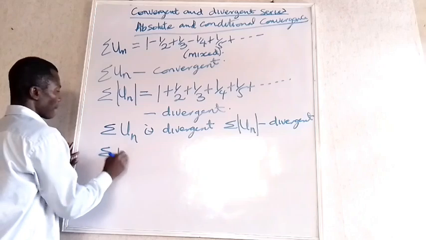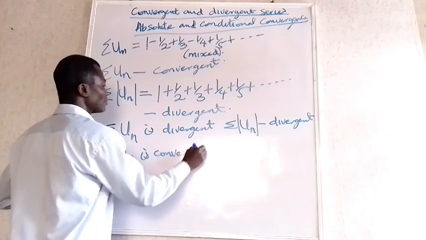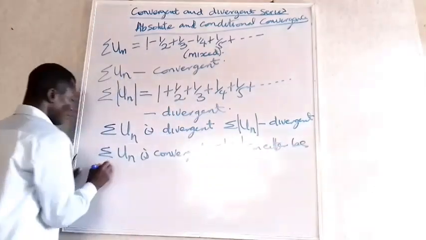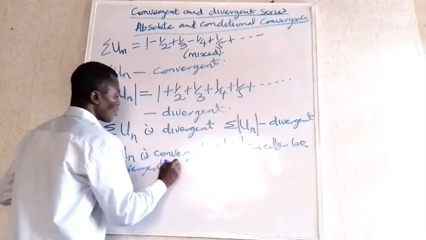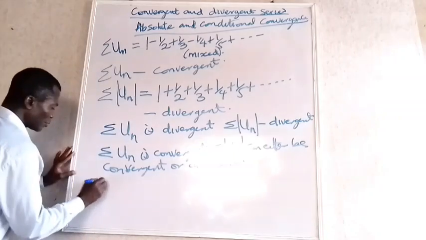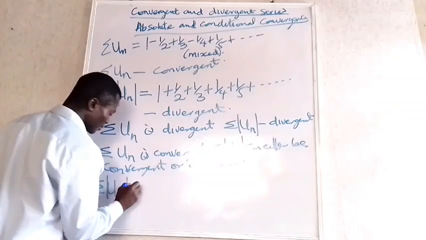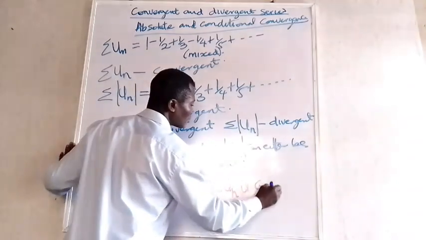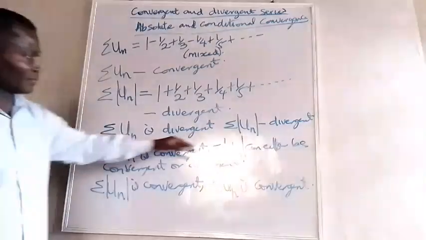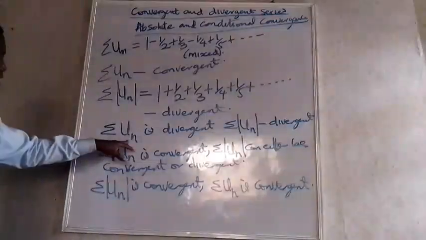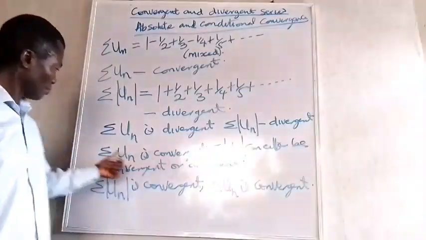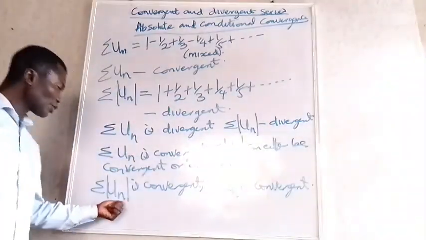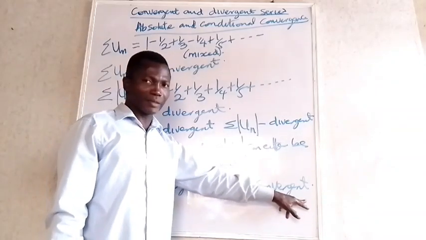If it's convergent, it can either be convergent or divergent. But if we have a situation like this, and this one is convergent, then it's convergent. Please try to notice the arrangement. If this one is divergent, this one will be divergent. If this one is convergent, you understand? The sum of the absolute values can either be convergent or divergent. But if the sum of the absolutes is convergent, it means the original is convergent. That's what we are saying.